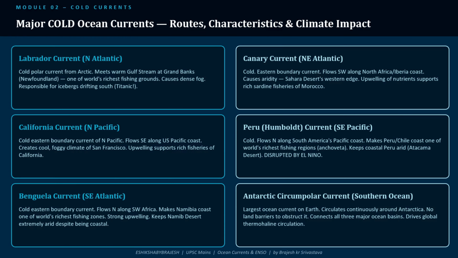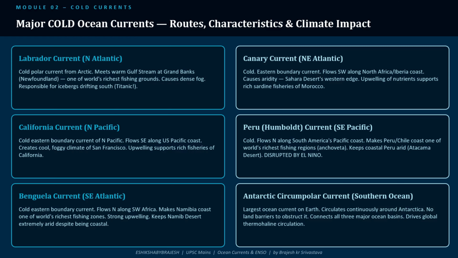And the Antarctic Circumpolar Current, the largest ocean current on Earth. It flows continuously eastward around Antarctica, completely unobstructed by any land mass, going around and around the Southern Ocean indefinitely. It connects all three major ocean basins and is the primary driver of global thermohaline circulation. Climate change disrupting this current would have catastrophic global consequences.